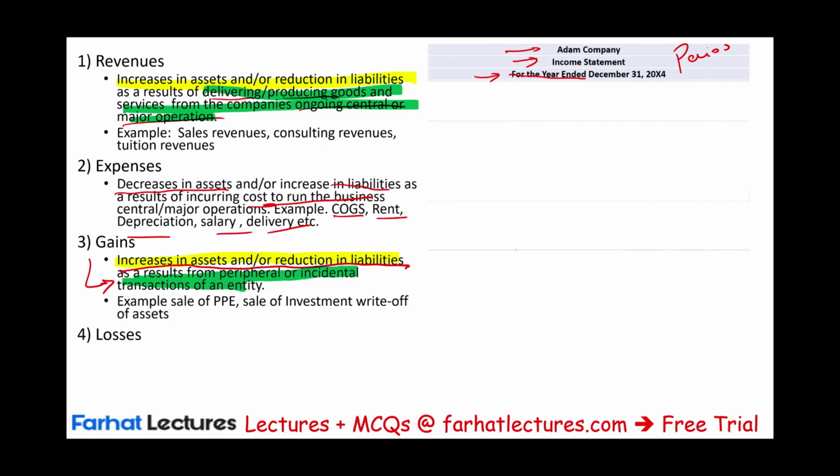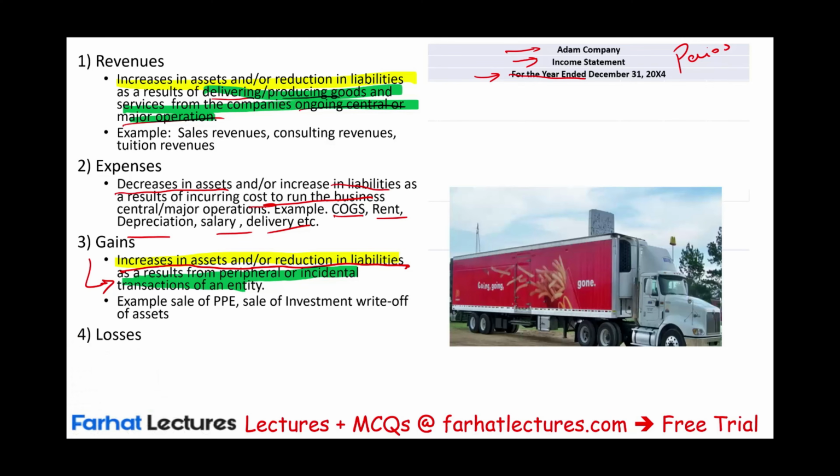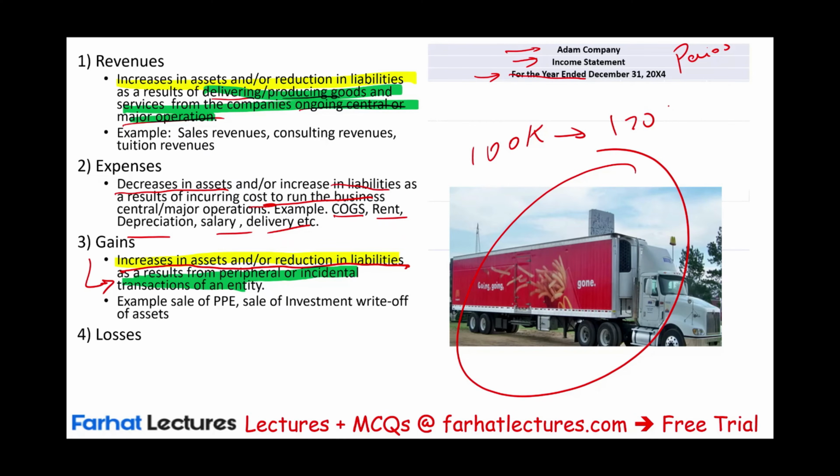So the gains and the losses are increases in assets. Yes, they are good stuff, but they are the result of what? The result of selling an item. For example, going back to McDonald's, if you saw that truck earlier, let's assume this truck here. McDonald's at some point might sell this truck, and let's assume they bought it for the sake of illustration for 100K. Then let's assume they can sell it for 120.